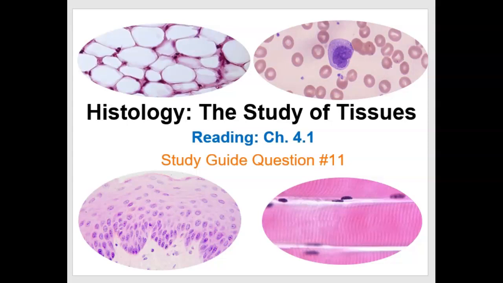You'll notice on this slide that I've got 4 pictures framed in an oval. The picture on the upper left is adipose tissue. On the upper right is blood, which we also consider a tissue. The lower left is epithelial tissue, most likely from skin. And the bottom right picture is skeletal muscle. So not all the magnifications are identical. For example, blood is highly magnified. So we're going to talk about these different tissue types in the body.